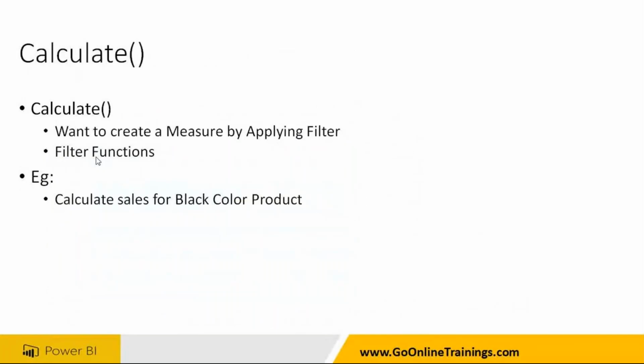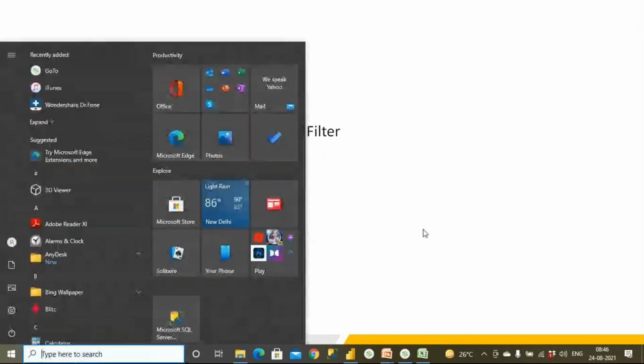Now we have to understand one more function called the CALCULATE function. Calculate function is part of the filter functions. I did not take filter functions, right? So you may not be able to understand what is a calculate. I want to create a measure by applying some filter on the data. For example, I want to create a DAX function to get only black color products. So what is the total sales? I want to apply a filter now.